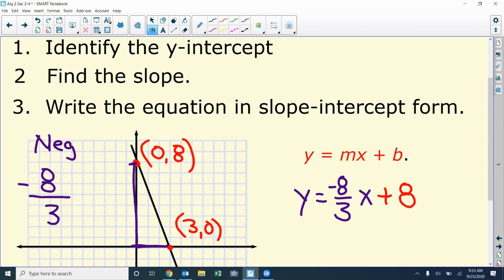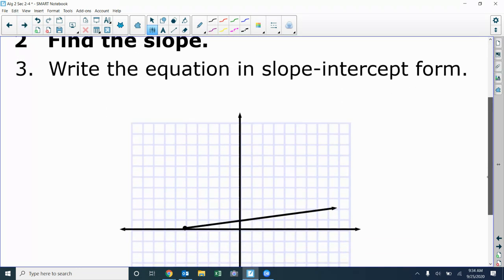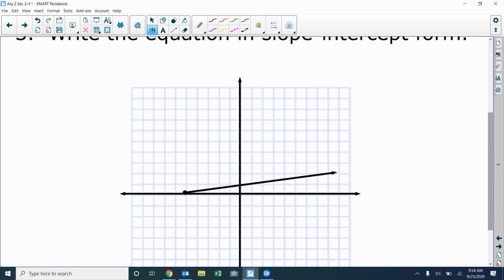All right. How do you feel? Is everybody okay with that? Skill 1, look at a graph. Okay, look at a graph and write the equation. Take a quick second and do this one. I'll put the points on for you.